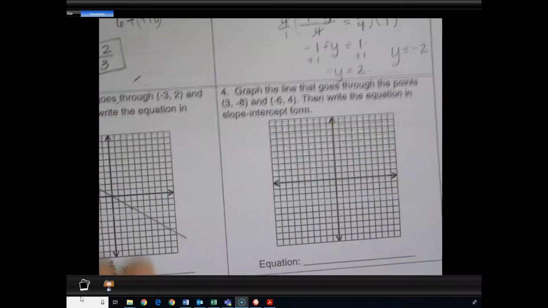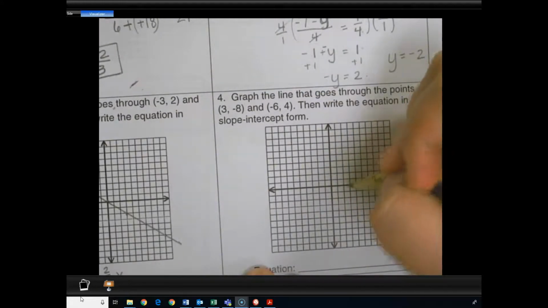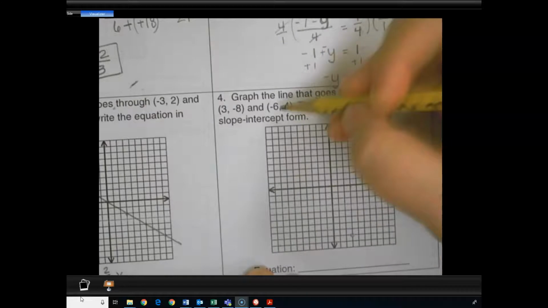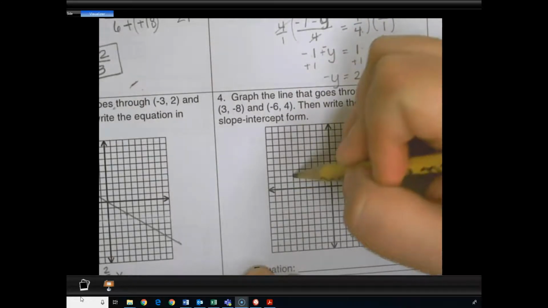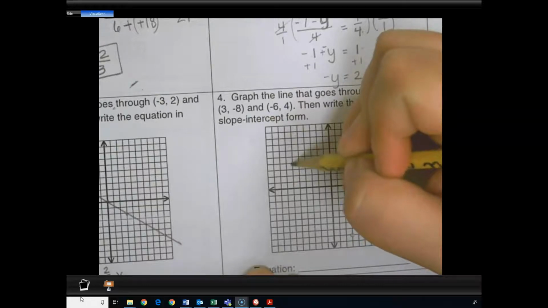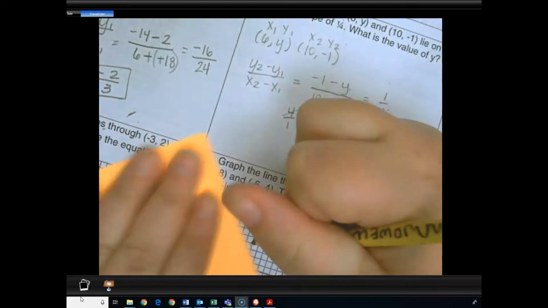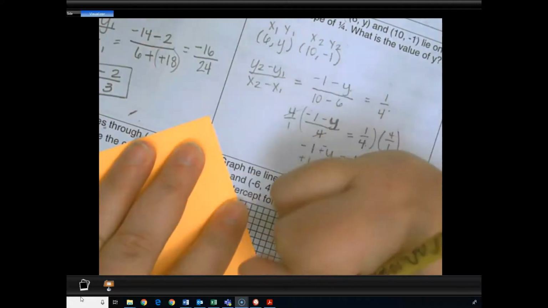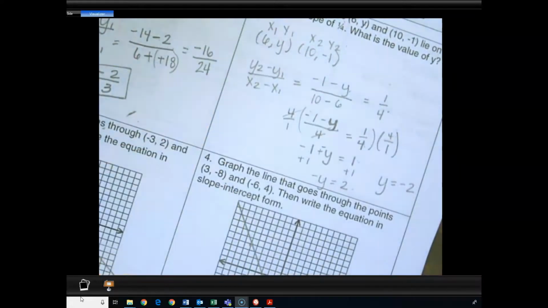Alright, let's look at another one. Graph the line that goes through the points 3, negative 8 and negative 6, 4. Alright, so there's my 2 points. Sorry, that side's getting kind of worn out. It's the only bad part about using an index card.